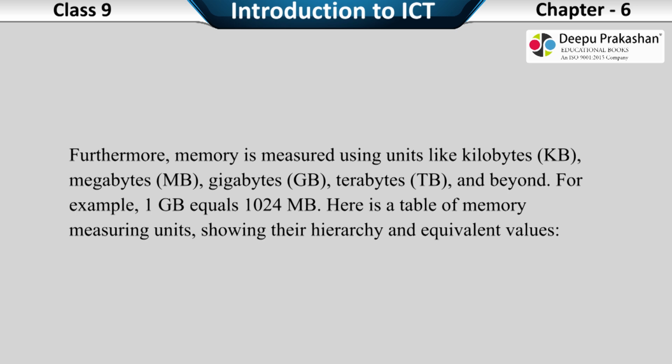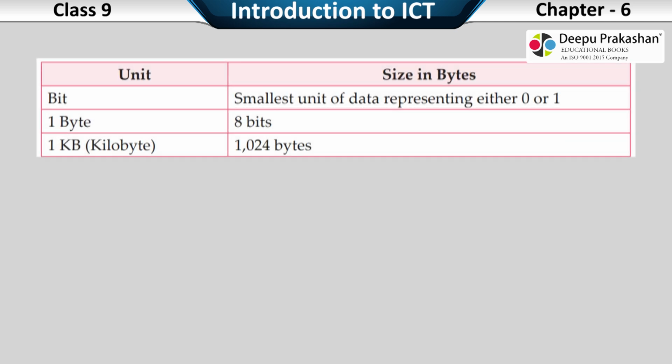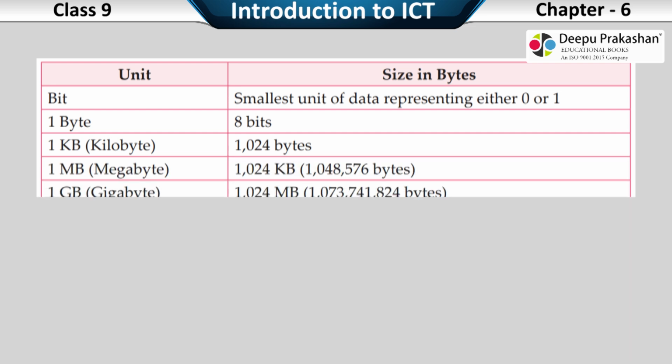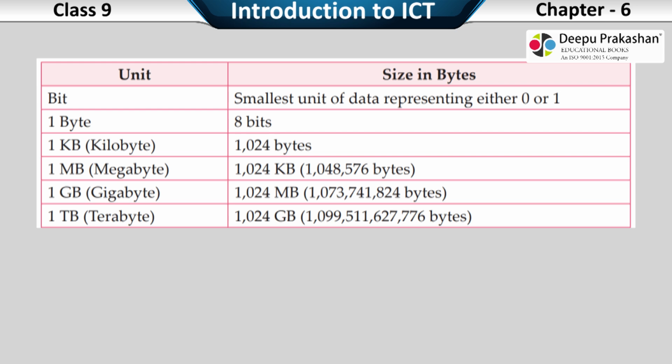Here is a table of memory measuring units, showing their hierarchy and equivalent values. Unit, size in bytes. Bit: smallest unit of data representing either 0 or 1. 1 byte: 8 bits. 1 kilobyte, KB: 1024 bytes. 1 megabyte, MB: 1024 kilobytes, 1,048,576 bytes. 1 gigabyte, GB: 1024 megabytes, 1,073,741,824 bytes.